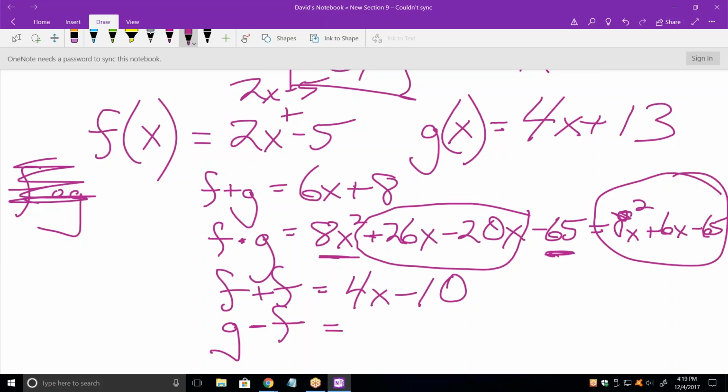Okay, what's g minus f? 2x, and then plus 8. Okay, here's what we got. 13 minus a negative 5.